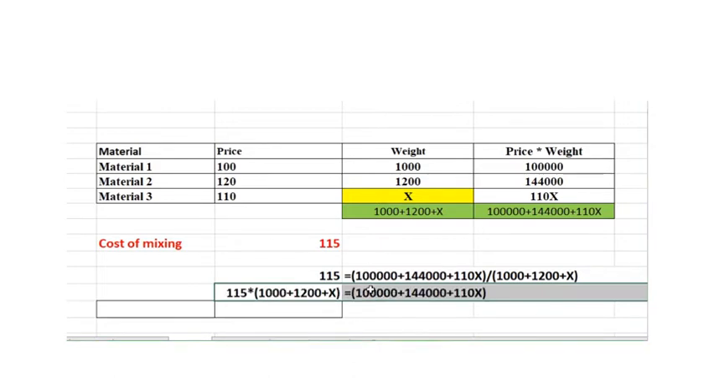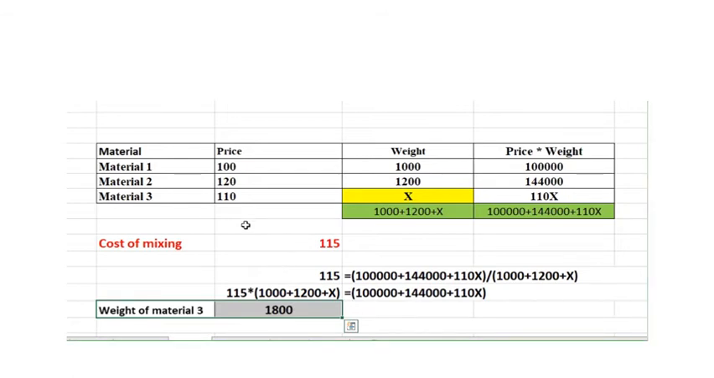So rewriting, we get like this, and then solving, we get the third weight of material to be 1800. You can get this value in negative or positive, but because we are solving it numerically, you have to take the positive value because we may not have any negative values for this. You can check the weight and price of that, multiply both and check whether you get the required cost of mixing after solving the same. Thank you.